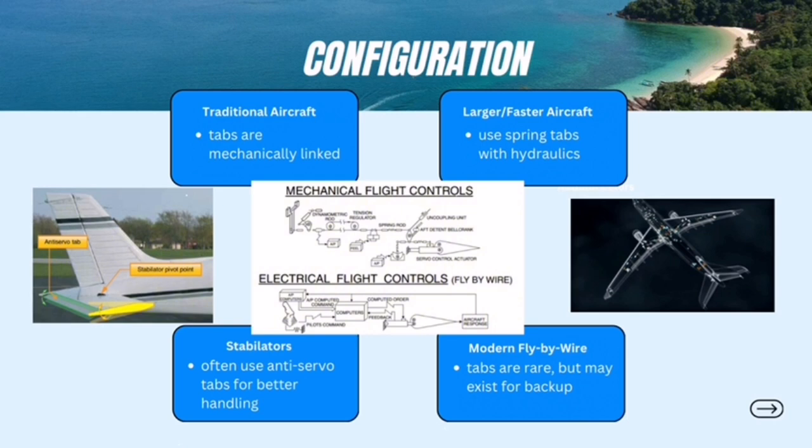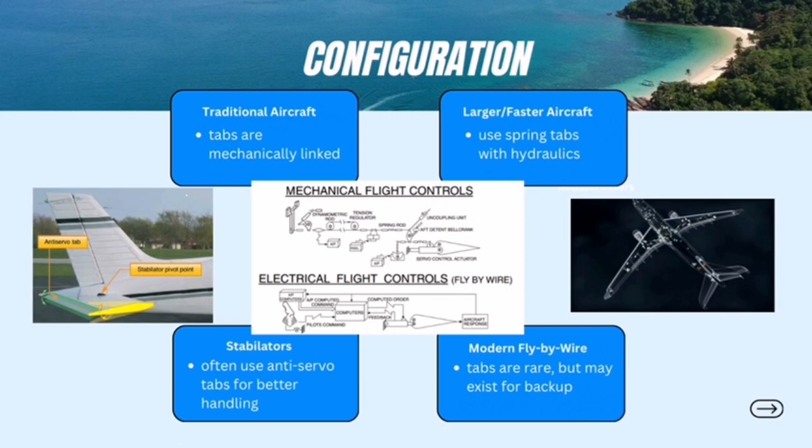In larger and faster aircraft, like commercial airlines or military jets, control surfaces are bigger and heavier. These aircraft use hydraulic systems to move surfaces. In modern fly-by-wire aircraft like the Airbus A320 or Boeing 787, there is no mechanical linkage. Instead, the pilot's input is sent electronically to computers, which control the surfaces. In these aircraft, control tabs are usually not needed to reduce the force.